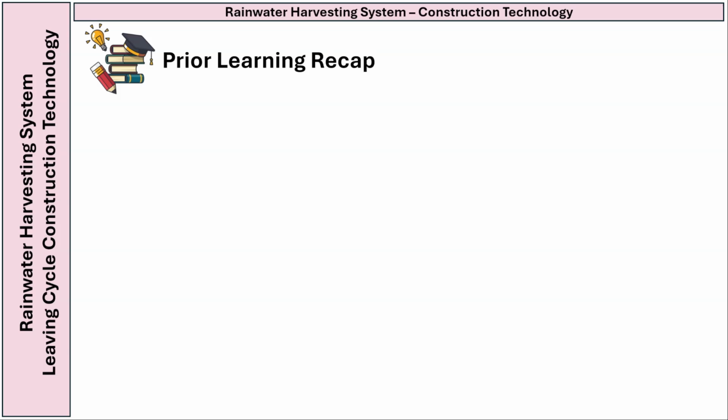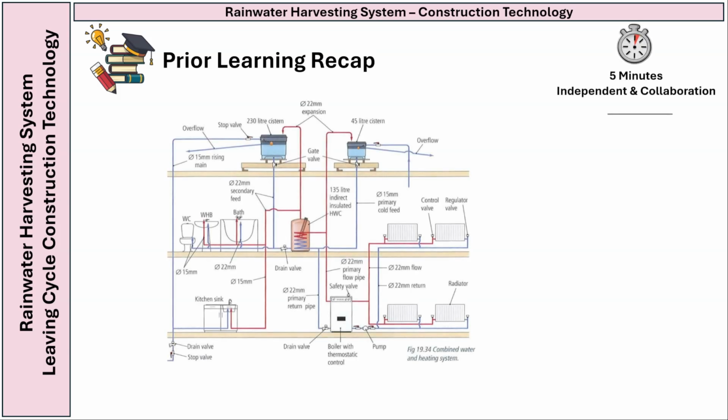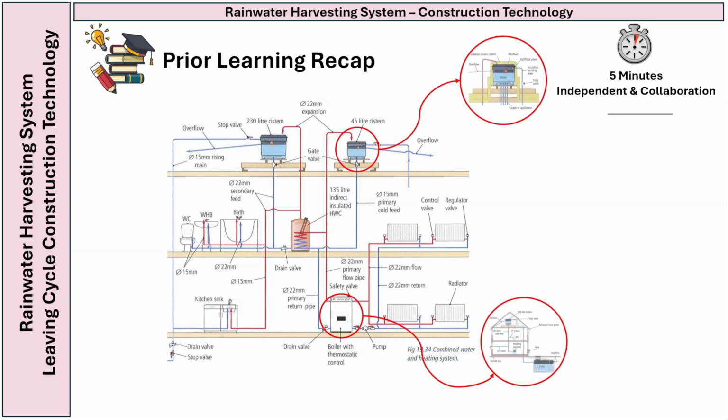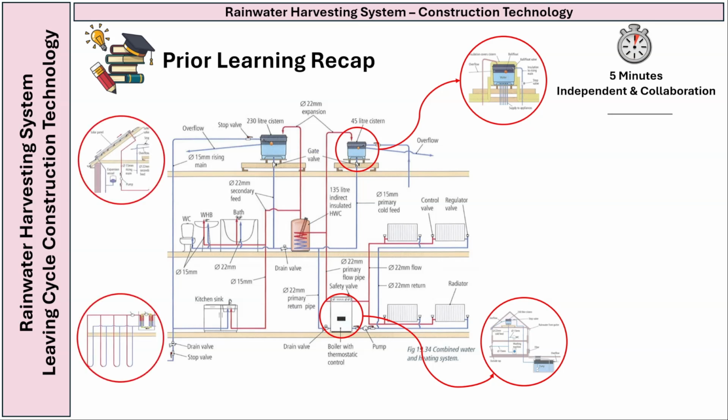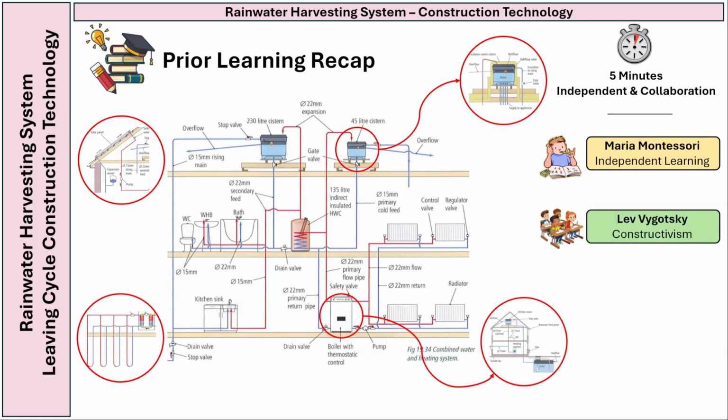For the lesson recap, the students will revise individually by going back over the hot and cold water system, household plumbing, the rainwater harvesting system, cistern plumbing, and the renewable energy sources such as solar and geothermal. They then pair up to discuss and compare their notes, helping each other fill in any gaps. This links with Montessori through independent learning and with Vygotsky through social constructivism and peer support.